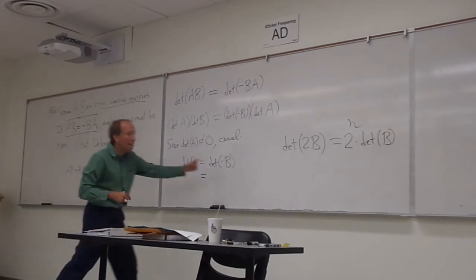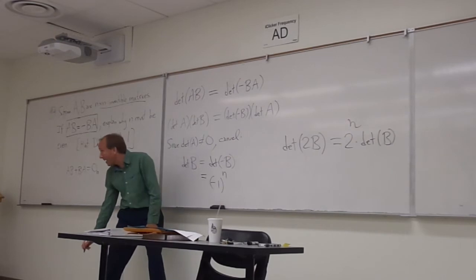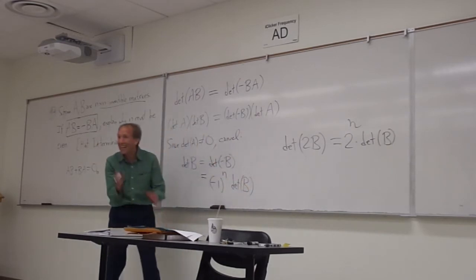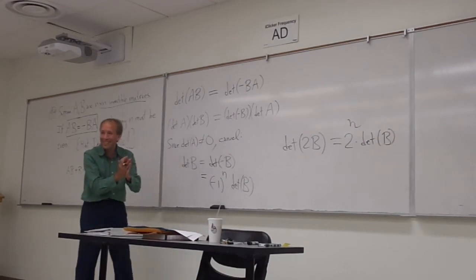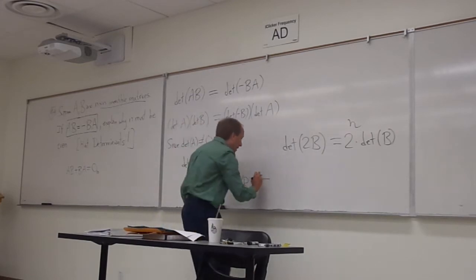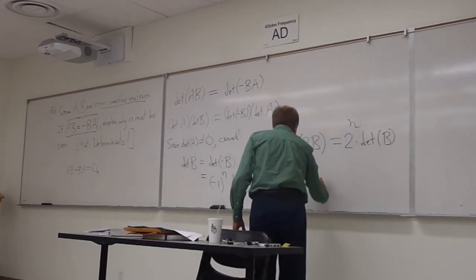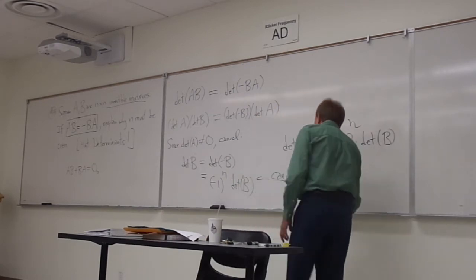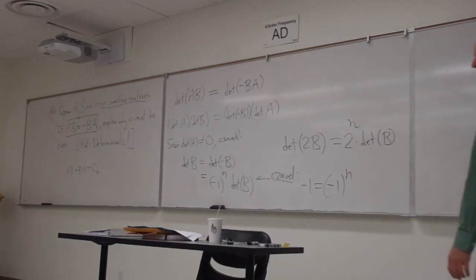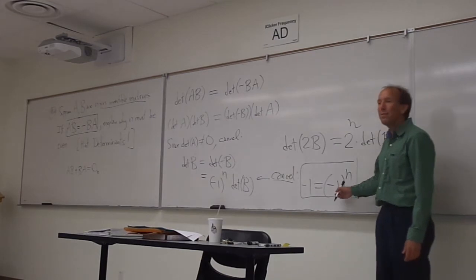So what am I going to get here? Negative 1 to the n, right? Yeah, negative 1 to the... oh my gosh, now I see it. Now I see it. Do you guys see it? Cancel and cancel, right? So cancel again. Cancel again, you're going to get negative 1 equals negative 1 to the n. We have it. Because, what do you know about n if negative 1 to the n is negative 1?